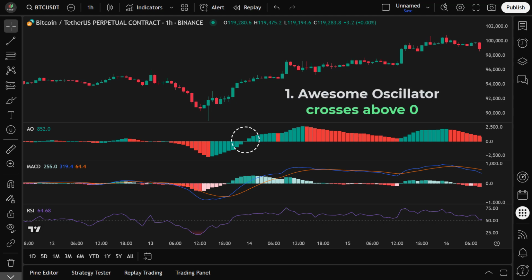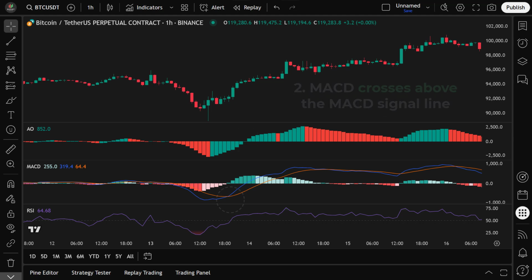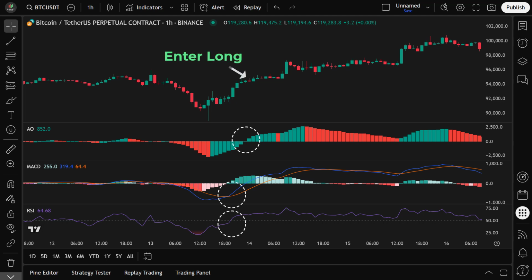1. Awesome Oscillator crosses above zero. This signals that bullish momentum is starting to build, as the short-term momentum overtakes the long-term. 2. MACD crosses above the MACD signal line. This confirms that the trend is gaining strength and a potential upward move is underway. 3. RSI crosses above 50. This filter confirms that overall momentum has turned bullish, helping to avoid false signals during weak or sideways market conditions. Once all these conditions are met, we enter the long trade on the next candle.